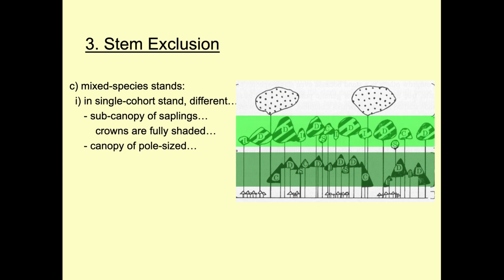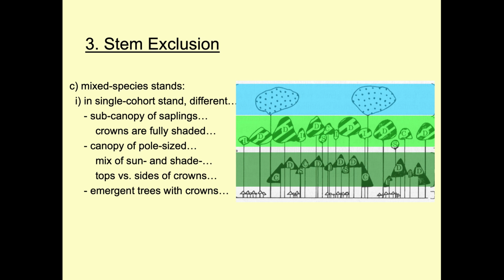Now the canopy consists of pole-sized trees that are 5 to 15 inches at DBH. Some of them are even larger. Some will be sun-loving species and others will be shade-tolerant species. The top of their crowns are going to be exposed to the sun, but the sides of their crowns have side shade from adjacent trees. Onto the emergent trees, these are going to have their crowns above the canopy trees. This occurs because either they are faster growing species or because they started growing on better microsites. These are going to be sun-loving, shade-intolerant species because their crowns are fully exposed to the sun.